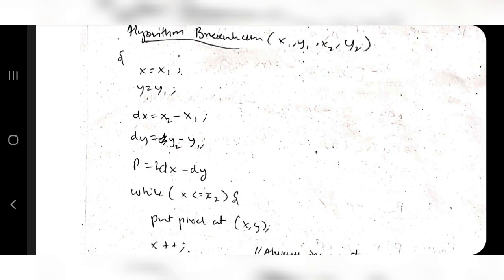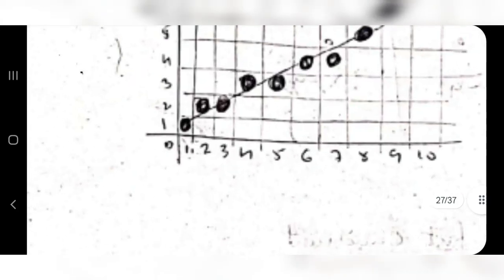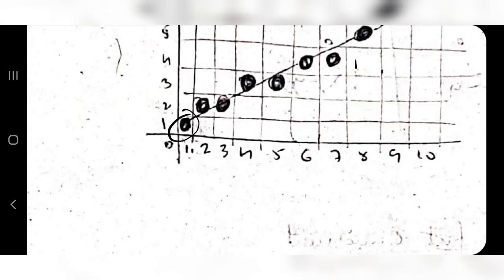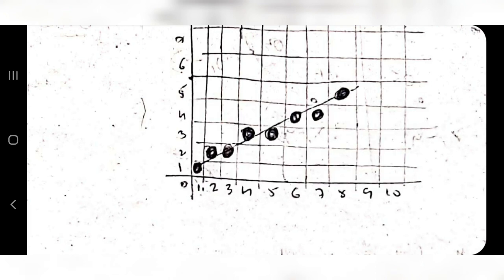Okay, so this is the algorithm for Bresenham's line drawing algorithm. Let's see an example here to make things more clear. Firstly, consider the points (1,1) and (8,5). If you see in the graph, where is 1,1? 1,1 is here and 8,5 is here. So we have to draw a line in between these.